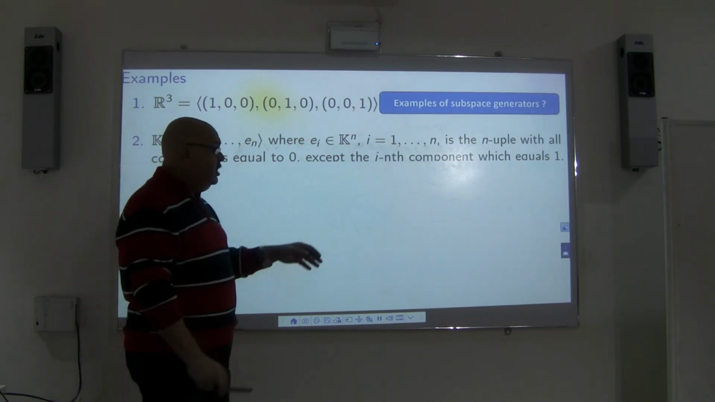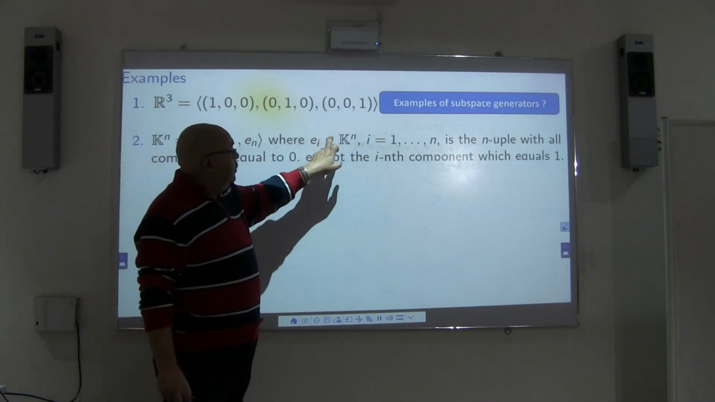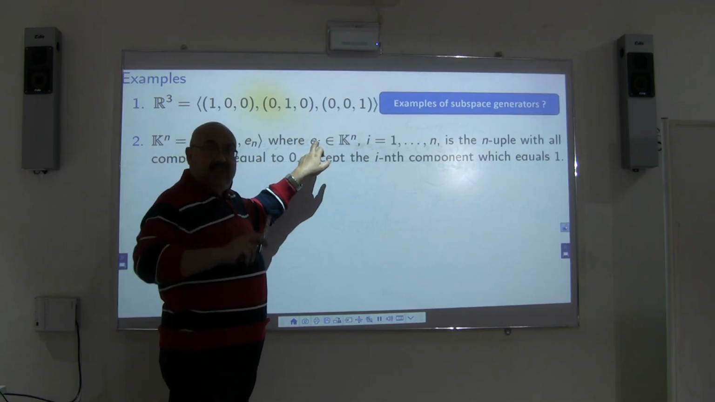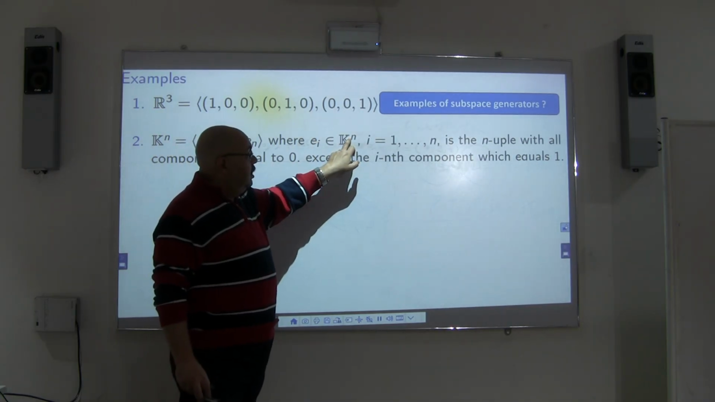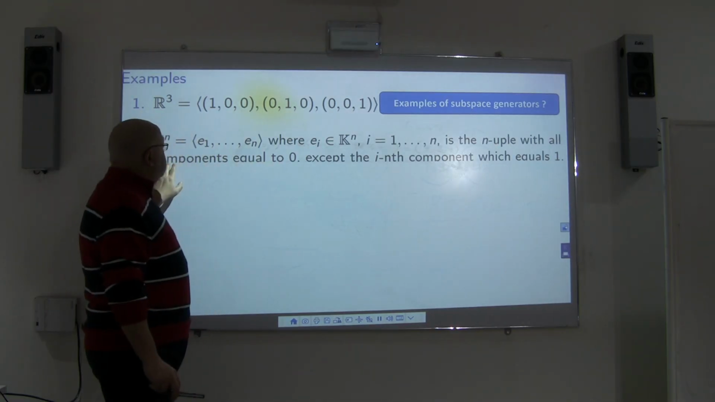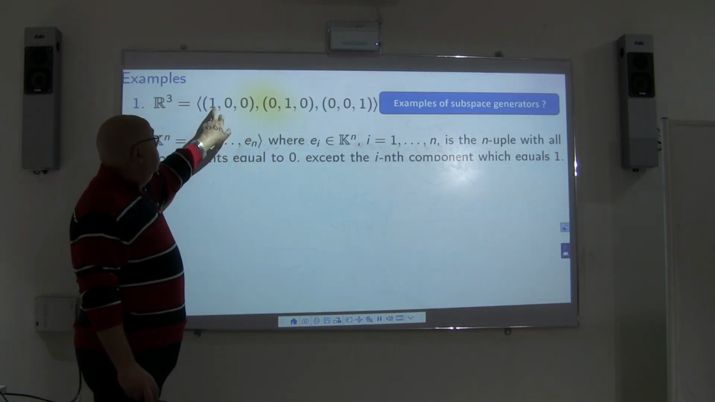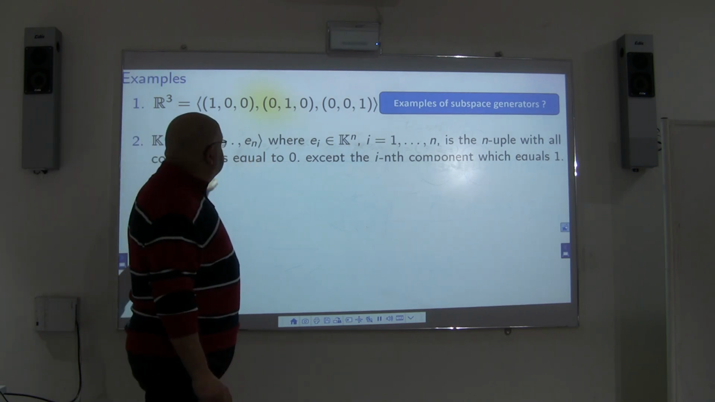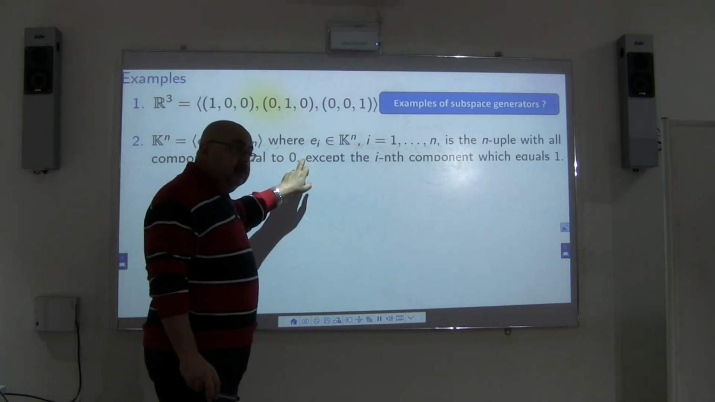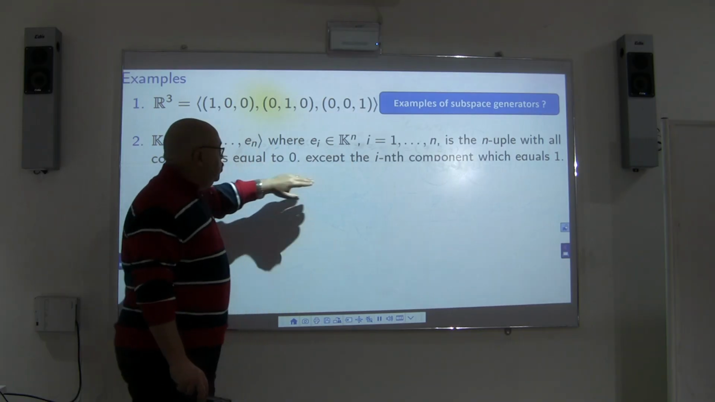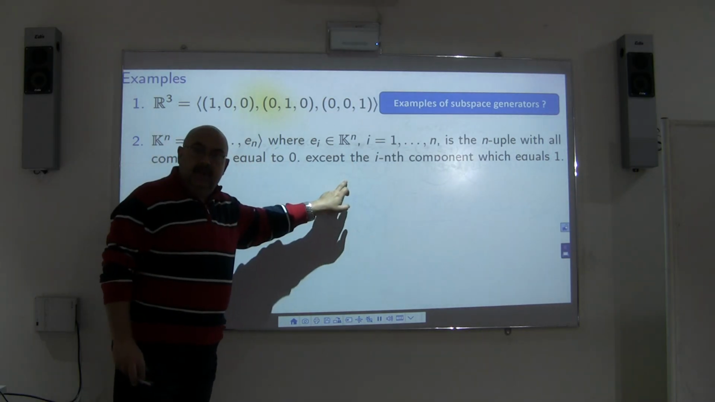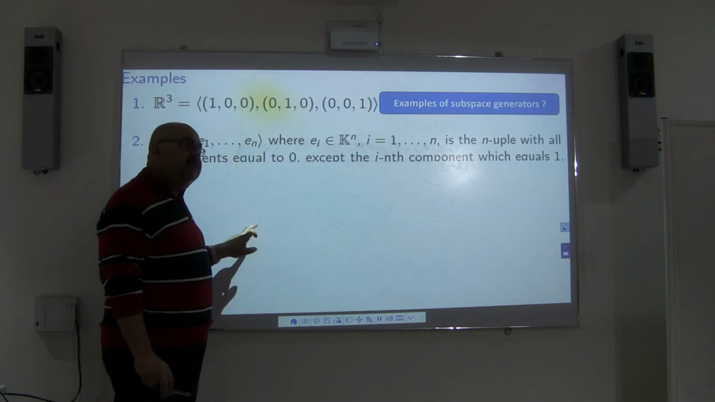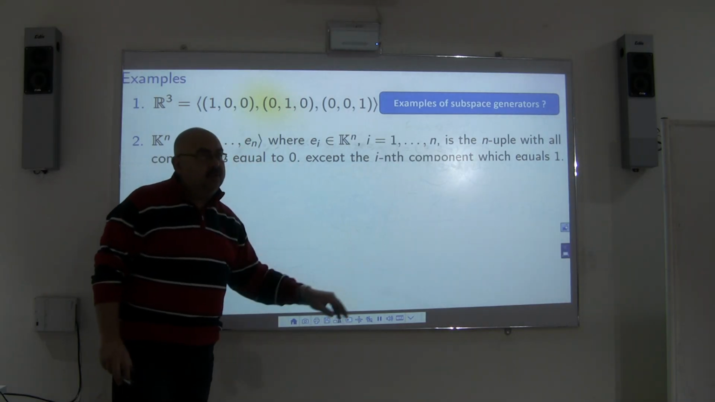It's explained here that E sub i belongs to Kn, which means it's a form with the same dimension that you are using. Okay, these vectors have exactly this shape. So you will find components equal to 0 except the ith row. The first vector will be 1 followed by zeros. The second will be 0, 1, and zeros. The third one will be 0, 0, 1, then zeros, and so on.